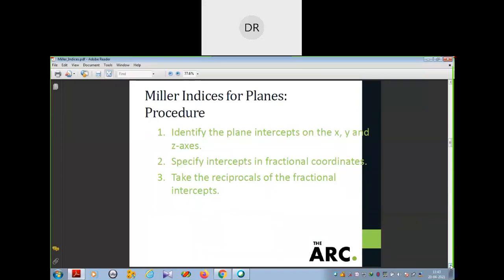So, Miller indices for planes. What is the procedure to find the Miller indices for planes? Those who are present in the class, you can write down these things in your notes. I am waiting for you. Write down the procedure for Miller indices for planes. Take your copy and write it down. This is very important, that's why I told you to write.